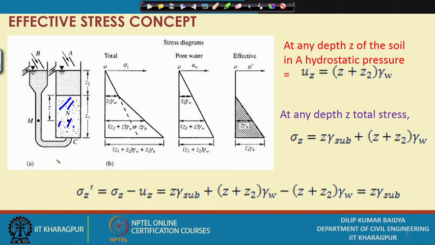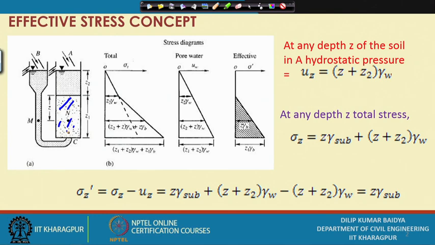This is one of them, the no flow condition. In this case, above the soil we have a water head, suppose Z2, and the soil thickness or height is Z1. Since there is no change in head, there is no head loss, so there is no flow. Everywhere you go, you should get the same hydrostatic pressure.